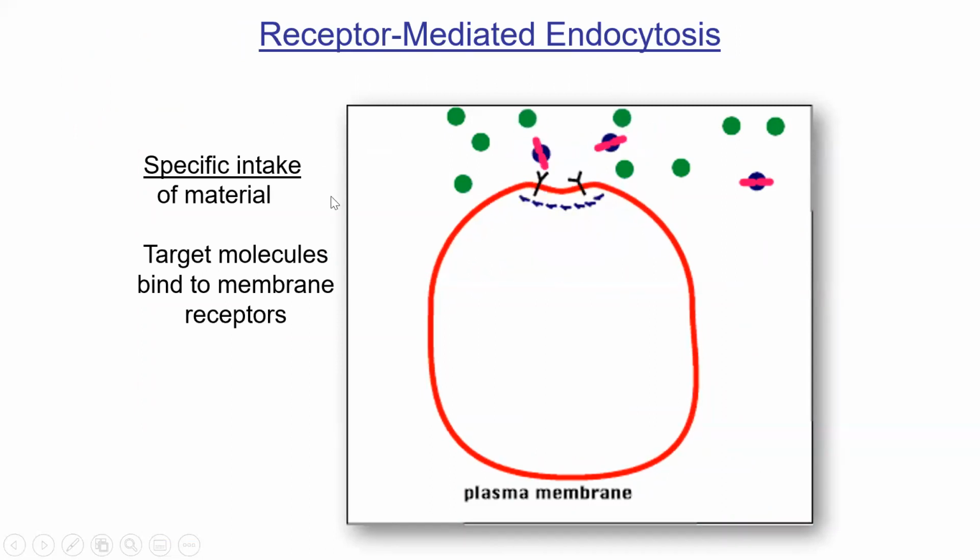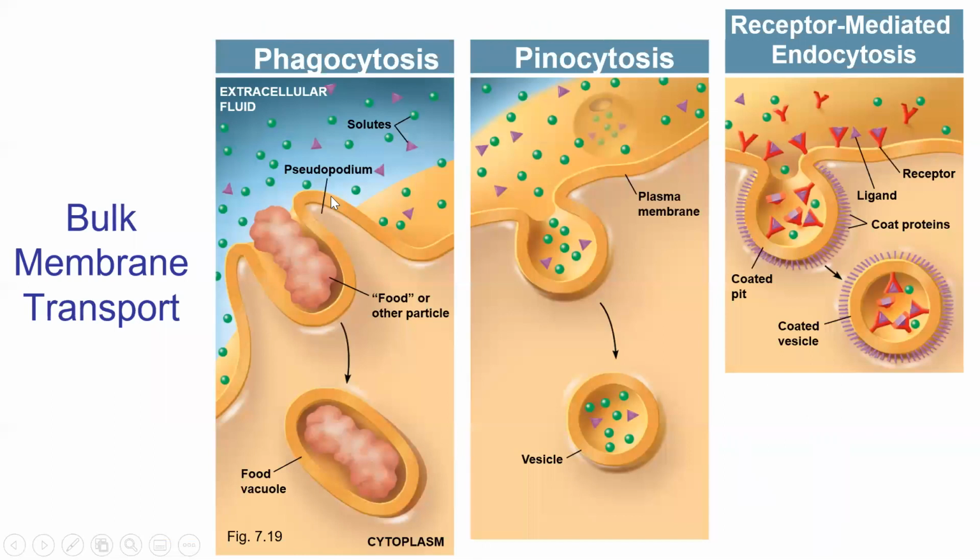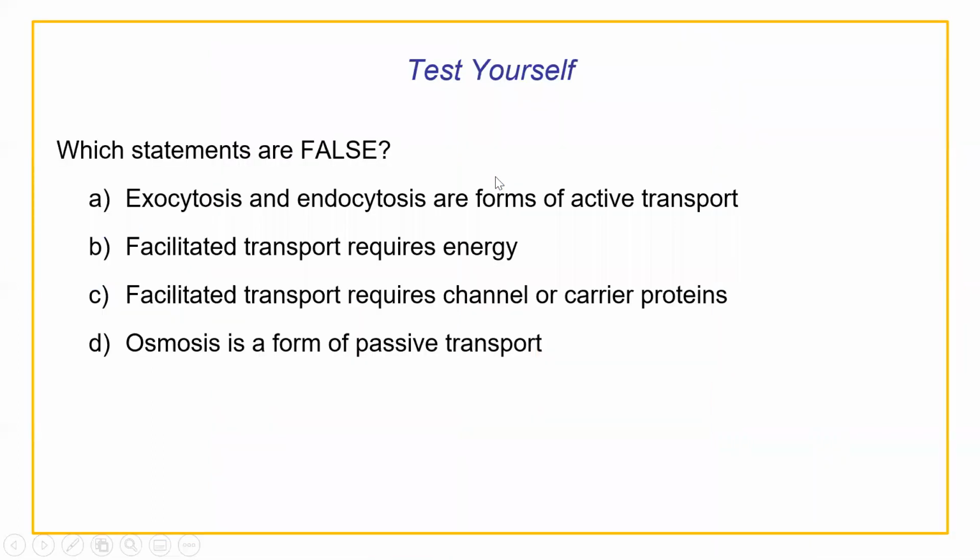Okay, time check. We have a few minutes left. That's good. I have a video to show you in a second, but there are the three processes: phagocytosis, pinocytosis, and receptor-mediated endocytosis. So, a quick test yourself question. It says, which statements are false? Let's take a look at these one at a time. True or false? Exocytosis and endocytosis are forms of active transport. We were just talking about these. These are the bulk transport.